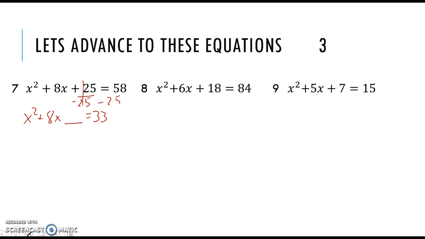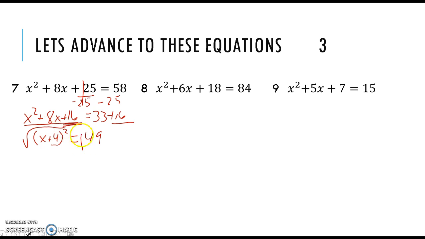And so now I'm going to leave a space here because I'm going to put something in this space that makes the left side a perfect square trinomial. I want to write it as x plus 4 squared. But if this is a 4 here, this has got to be 16. And so I'm going to add 16 to both sides of my equation. And so this now can be written as x plus 4 squared equals 33 plus 16. Well, that's going to be 49.